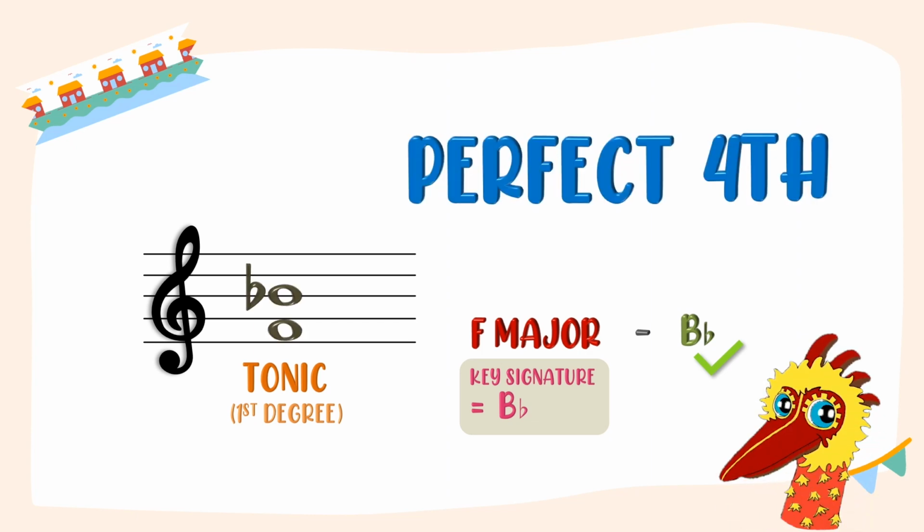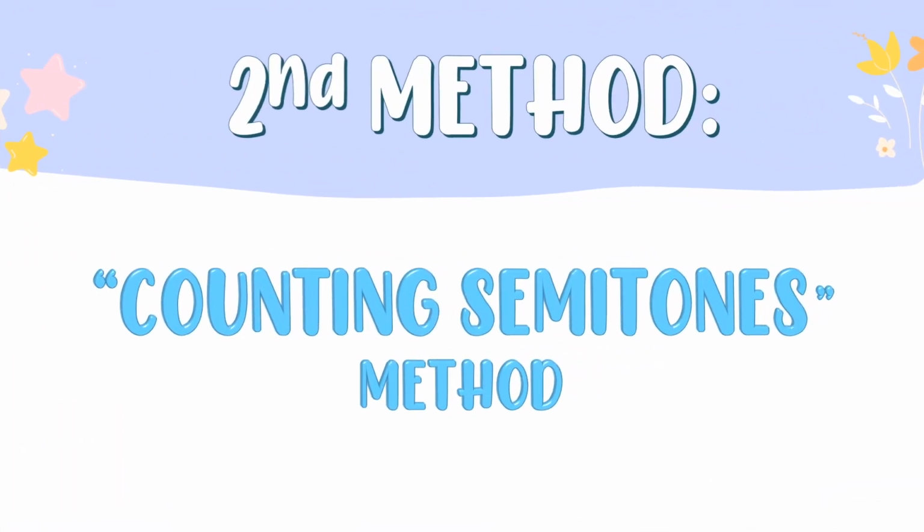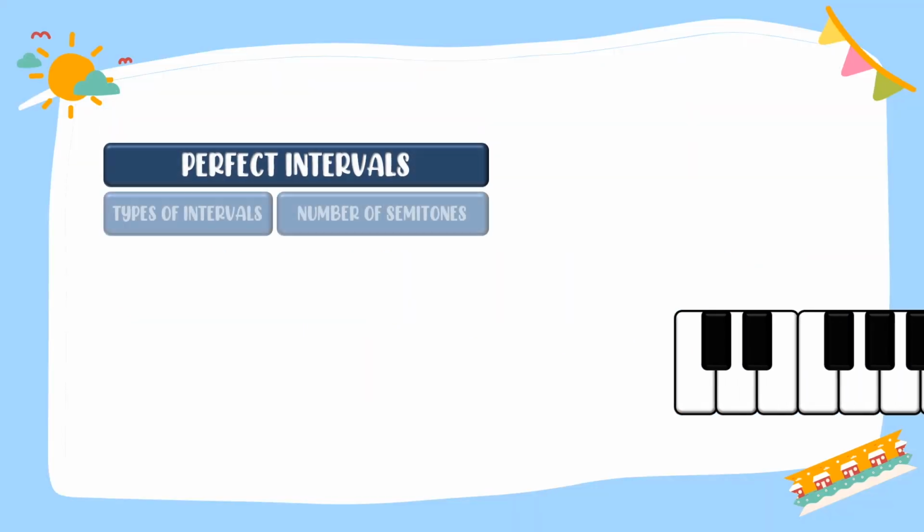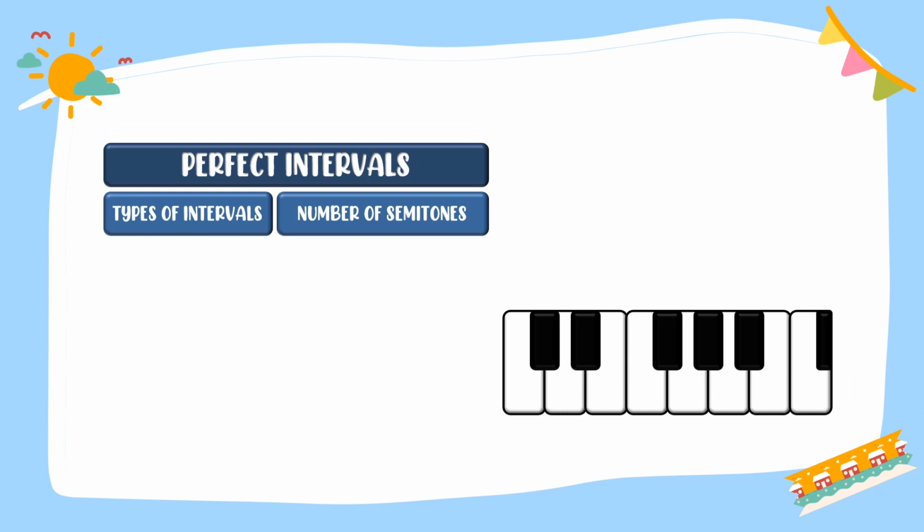That's perfect. Now the second method is the counting semitones method. This second method is to count how many semitones there are in each interval. Let's take a look at the following table and the piano keyboard. The C on the piano keyboard is the lower note for the intervals. A perfect unison has no semitones. C to C is like jumping on the same spot.